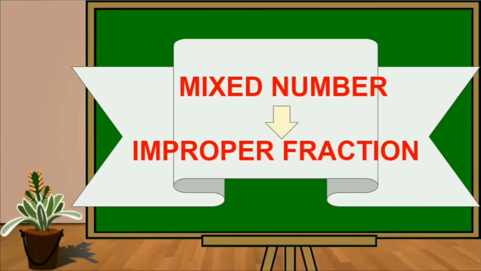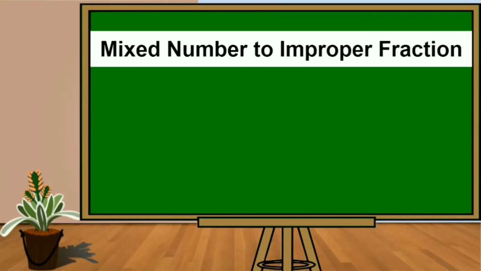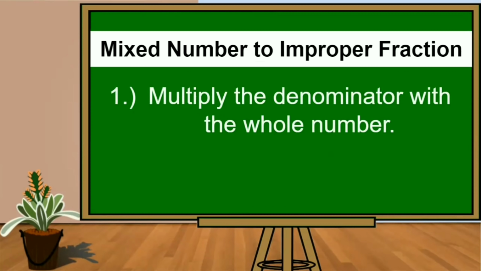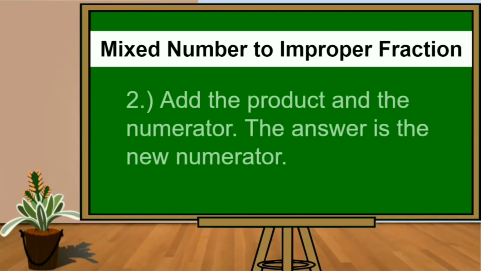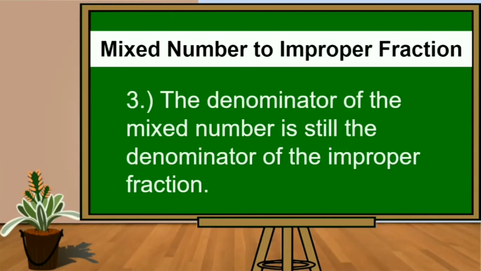Now we are going to proceed on the next part of our first topic, which is changing mixed number to improper fraction. Let us discuss the step-by-step procedure in changing mixed number to improper fraction. First, we are going to multiply the denominator with the whole number, and the product will be added with the numerator, and the answer will be the new numerator. The denominator of the mixed number is still the denominator of the improper fraction. That is why we are just going to copy it.